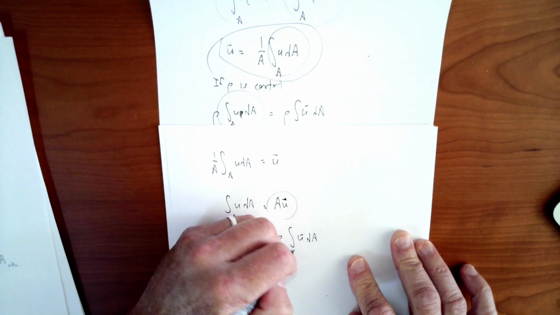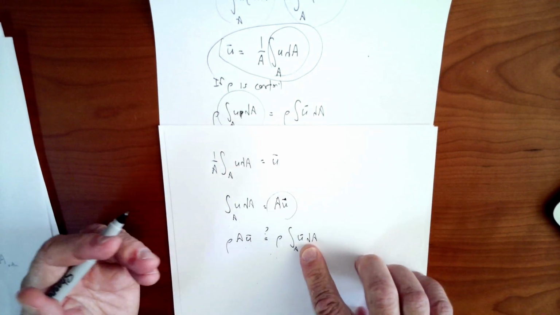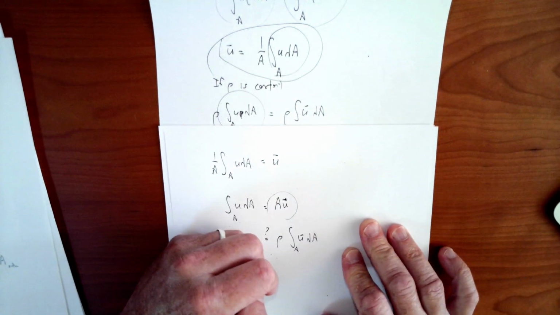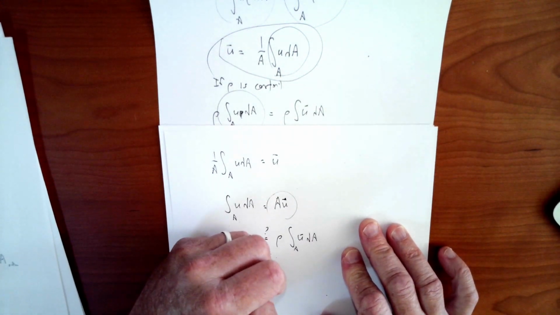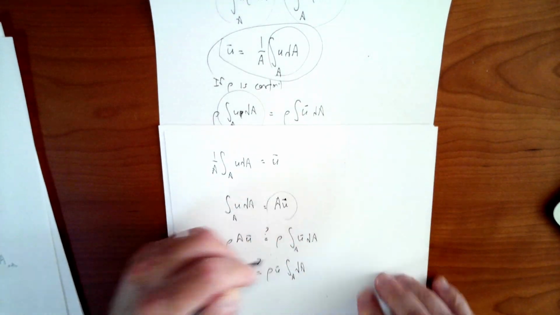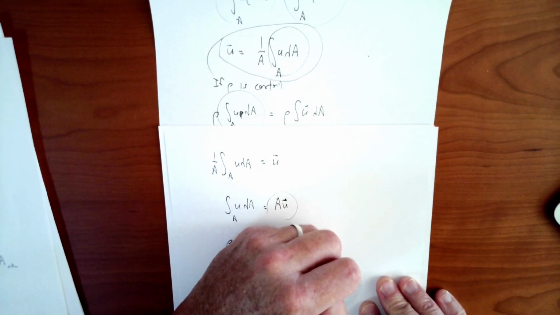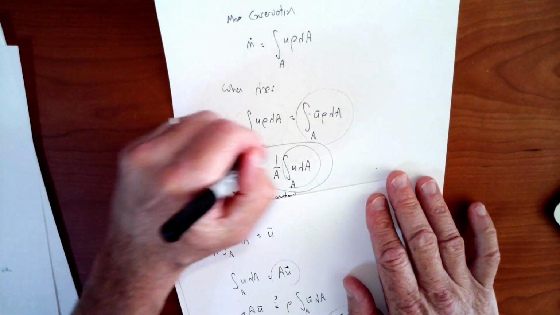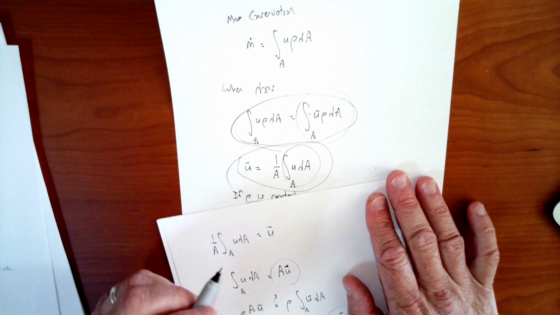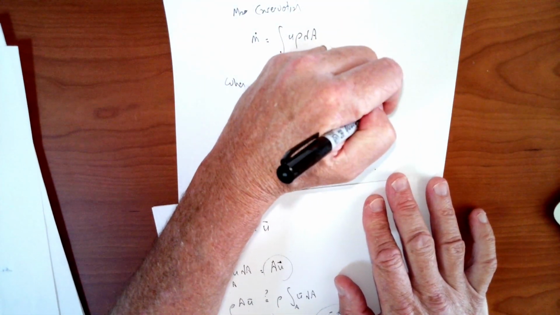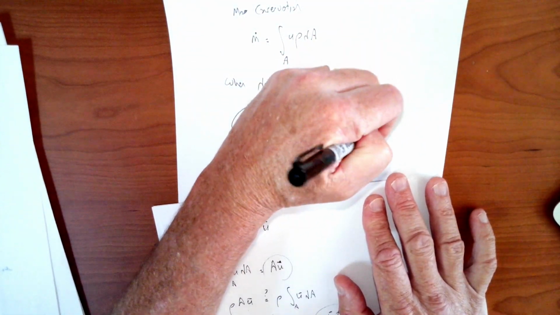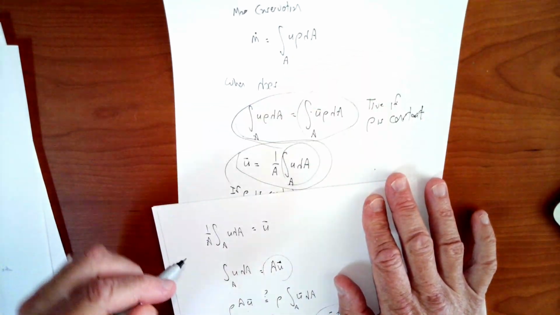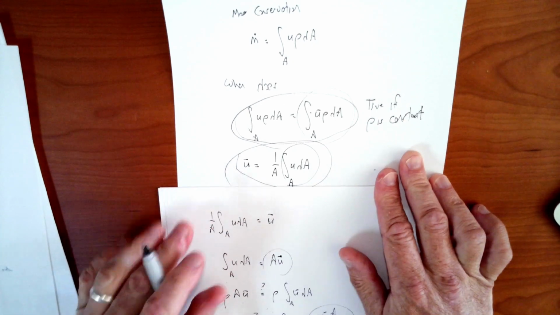We can pull that u bar out because it's average, so it is actually constant. So rho A u bar, does that equal rho u bar times the integral of dA? Well, it does, rho u bar A. So the condition for these two integrals to be identical is that rho is constant. True if rho is constant.